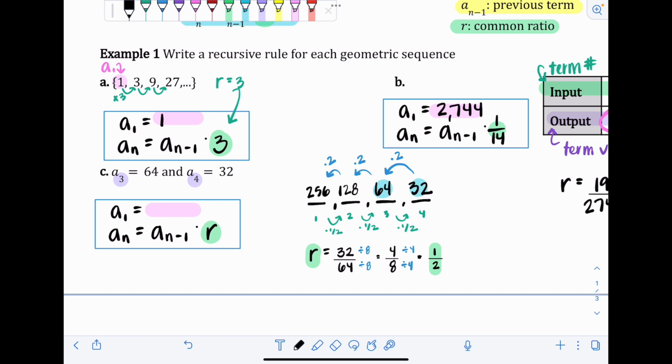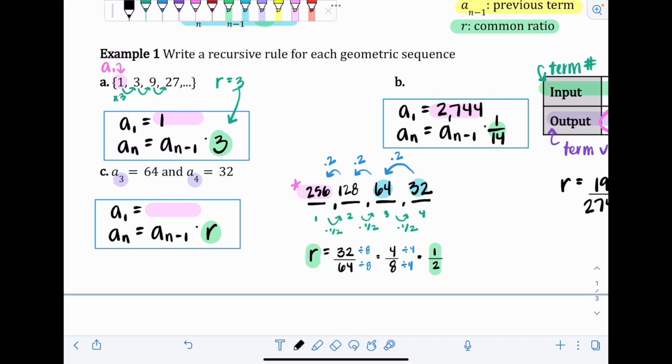So if we are doing one thing to go to the right, in this case multiplying by 1/2, I have to reverse that to go left. This one's a little bit tricky because multiplying by 1/2, we have to think of it as the same thing as dividing by 2. And then to go backwards, I would do the opposite of dividing by 2, I would multiply by 2. But we have to do that because we have to know the first term to be able to write a recursive rule. And that 256, that's our A1, that's our first term.